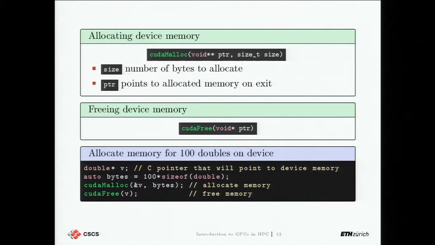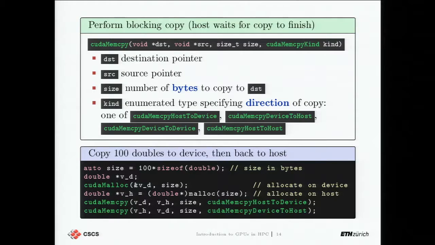Size in bytes and a pointer to a pointer, where the pointer is what you're going to want to use for pointing to memory on the device, and the CUDA free function. So we use the same CUDA free interface that we used for the managed memory. Here's exactly the same example we had before, and it looks exactly the same, except now we have CUDA malloc instead of CUDA malloc managed. So, nothing new under the sun there.